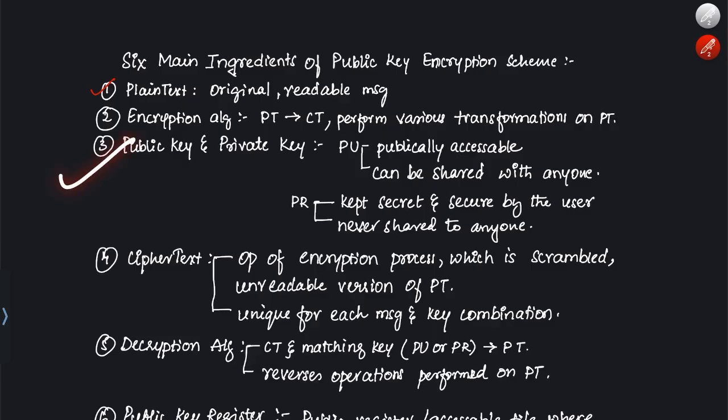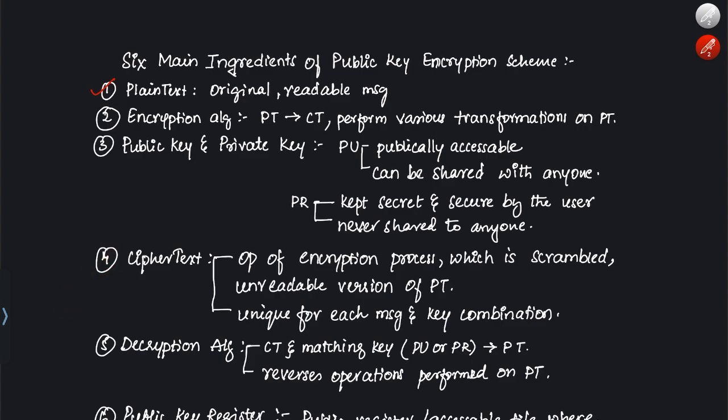Then we have the public key and private key. A public key means it is made publicly accessible. It can be shared by anyone. Then a private key means it is kept secret. It is kept secured only by the user, only the user can see it, and it can never be shared with anyone.